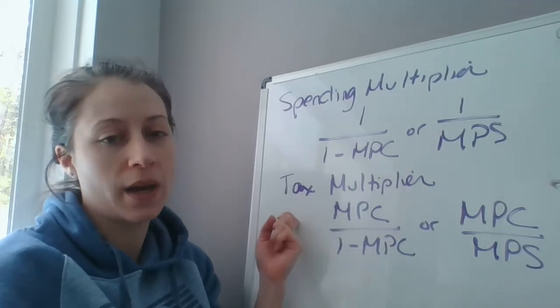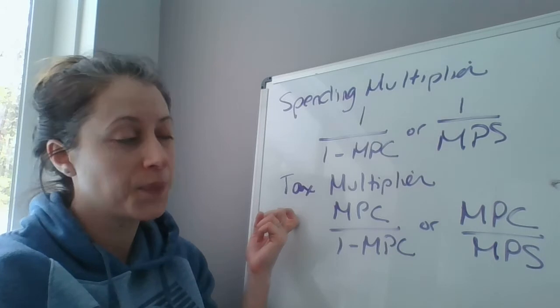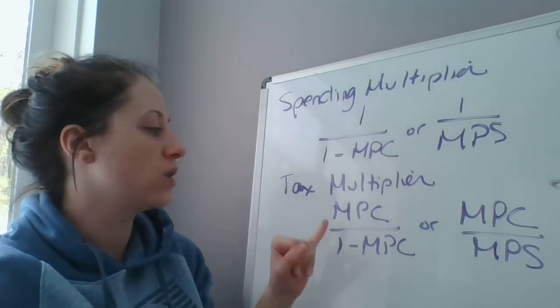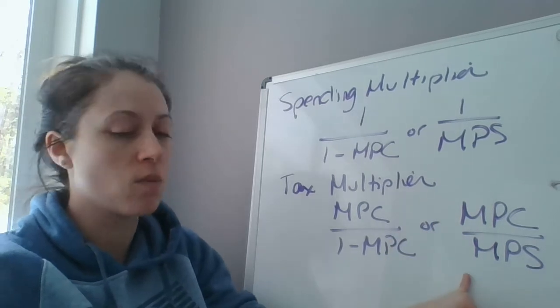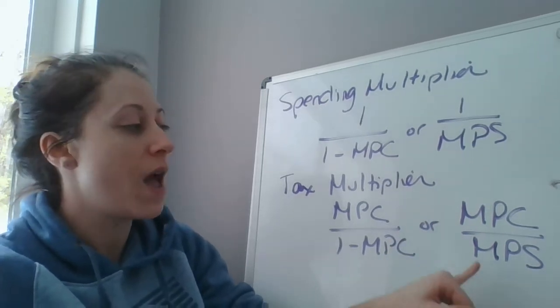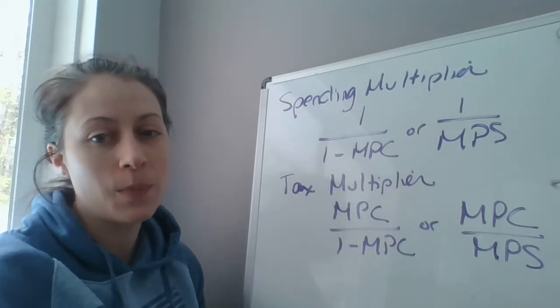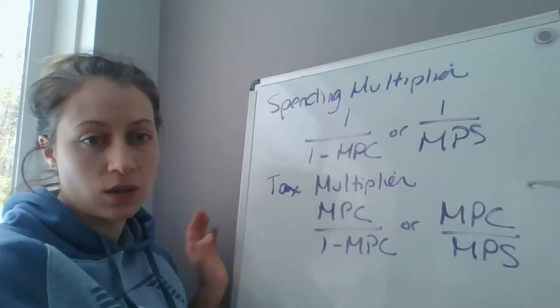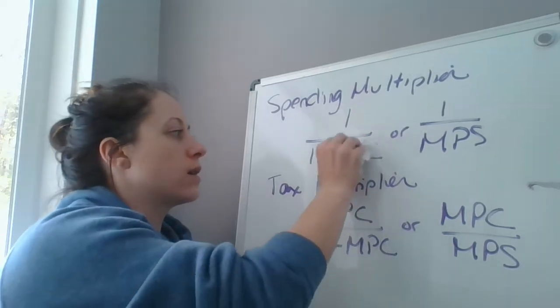Your tax multiplier, on the other hand, is weaker than your spending multiplier. And so in this case, we're actually doing the marginal propensity to consume divided by your marginal propensity to save. And this will always be 1 less than the spending multiplier ends up being. So let's actually throw some numbers in here for the sake of more clarity.